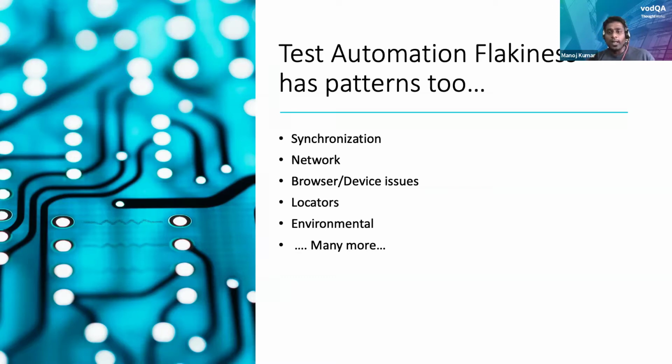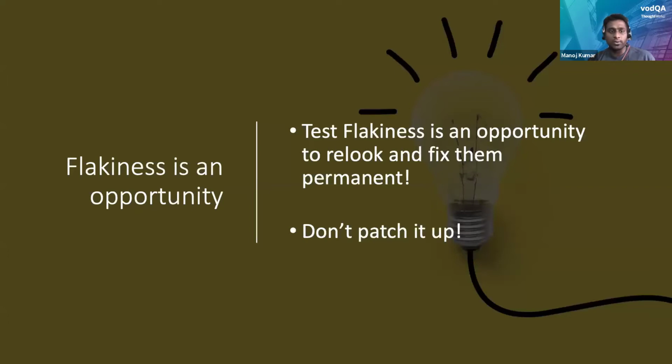So I would say it is an opportunity to relook and fix them as a permanent thing, or don't patch it up, right? If you're thinking, okay, I'm running my test automation suite and I have something failing. Some intelligent test frameworks out there claim that they have self-healing tests, or they say that they have automated retry mechanisms, and stuff like that. I know a couple of you do that. For example, I've seen people using a Java-based TestNG framework having some sort of retry mechanisms, right?